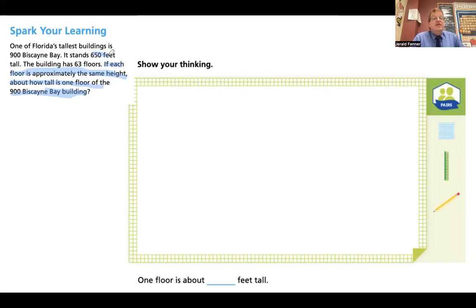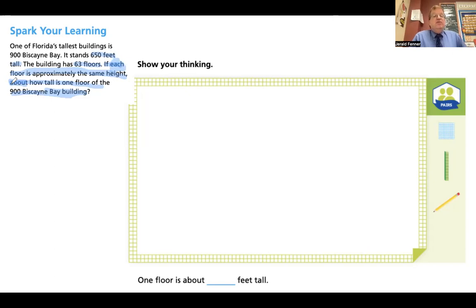We have 650 feet tall. And we have 63 floors. So if we look at the labels, we see that they are different. So we know we're going to multiply or divide. But look here. We have the word each. That tells us we're going to divide. But there's another word in here, about, that tells us we're going to estimate.